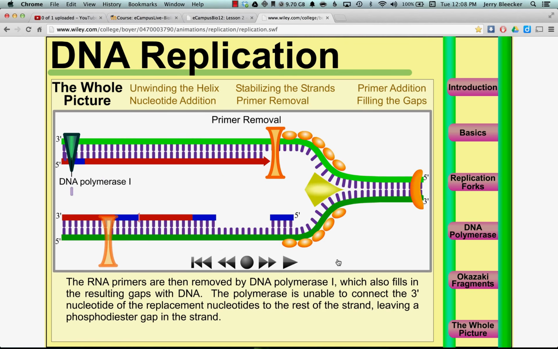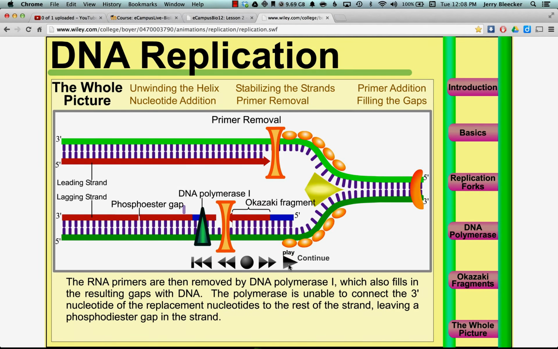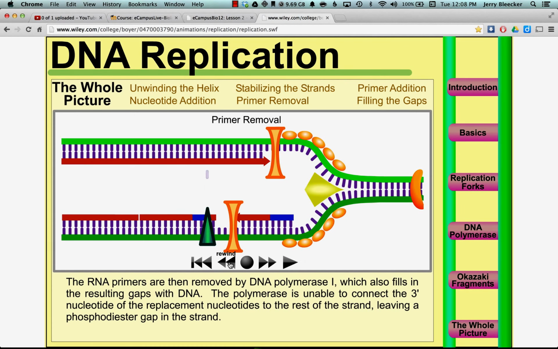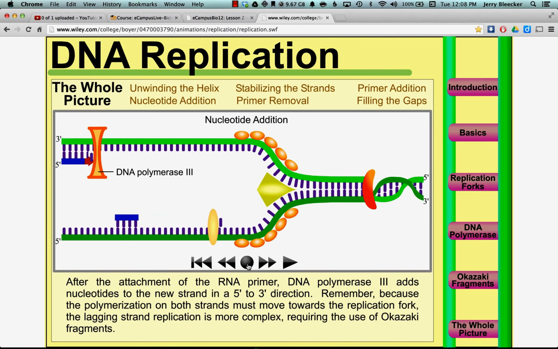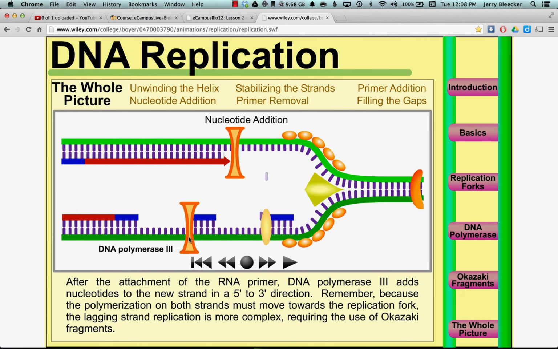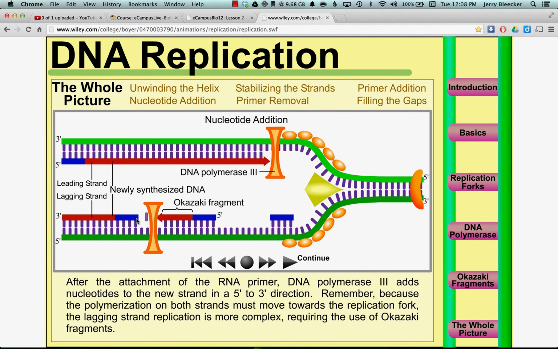All right. So press play. And I think I just want to rewind a little bit. Let's go back one. Okay, I'll start from here. And you can see, there we go. You can see that the growth proceeded from 5 to 3, but it was done in little sections.